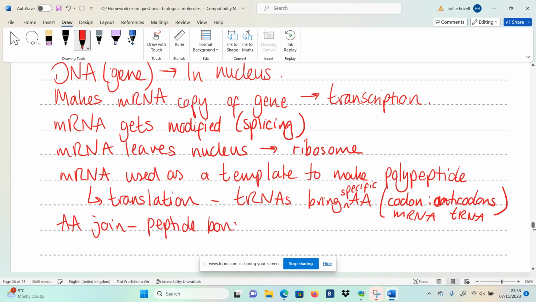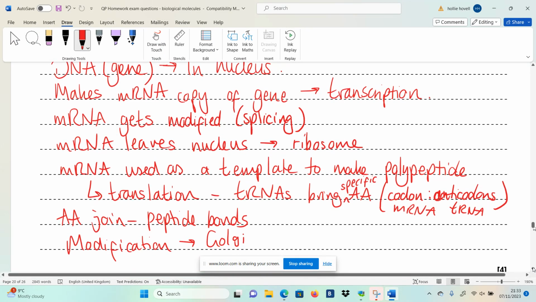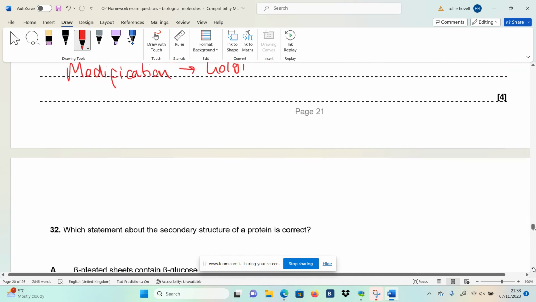And then the final step is it says it needs to be modified, and we know that modification and packaging of a protein happens in the Golgi. All right, it's only a 4-mark question, so you're not going to be able to go into all the steps of transcription and all the steps of translation. It's just going to be the sort of overview as it goes through the cell.